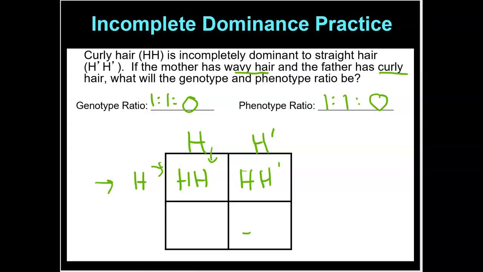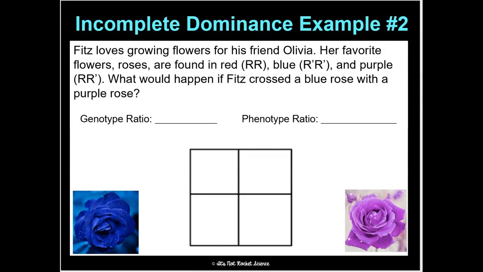Let's do one more. Again, pause the video and try to do it on your own. So here we have flowers that are red if they have the plain R. They are blue if they have the R with apostrophe, and purple if they have one of each. You guys know if you mix red and blue, you get purple. Okay, so what happens if we cross a blue rose with a purple rose? So we already said that blue is homozygous for blue, right? And purple has one of each. So I would do that.